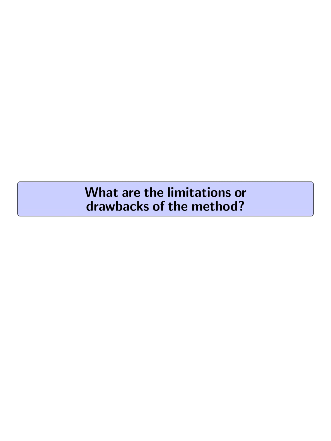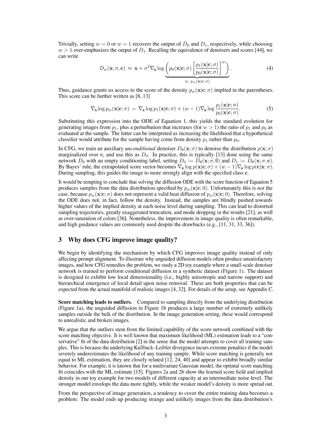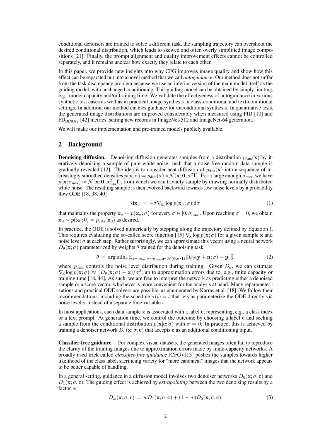What are the limitations or drawbacks of the method? The limitations or drawbacks of the method proposed in the paper include the potential for distorted sampling trajectories, exaggerated truncation, mode dropping, and oversaturation of colors during image generation. Additionally, the method may lead to skewed and overly simplified image compositions due to the sampling trajectory overshooting the desired conditional distribution.